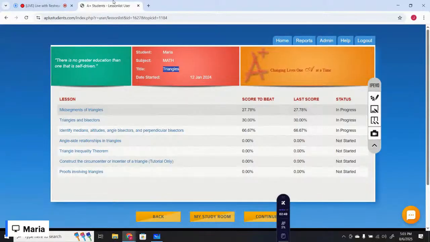We are here for grade 10 math. You can find all the lessons on aplusstudents.com. You have to log in there using your email address and password as provided by the administrator. Then you have to select math from the subject tab. Scroll down to grade 10 math and then click on view all lessons.